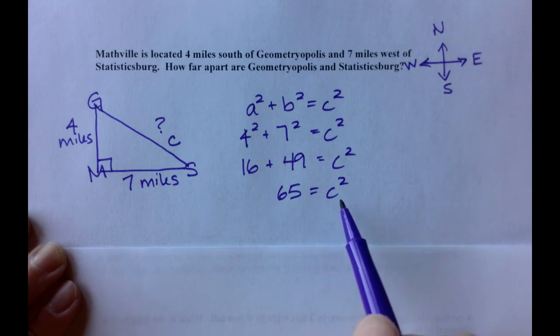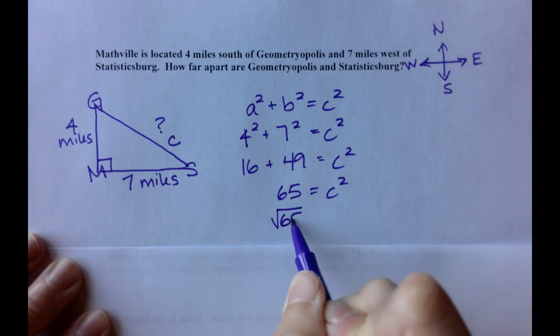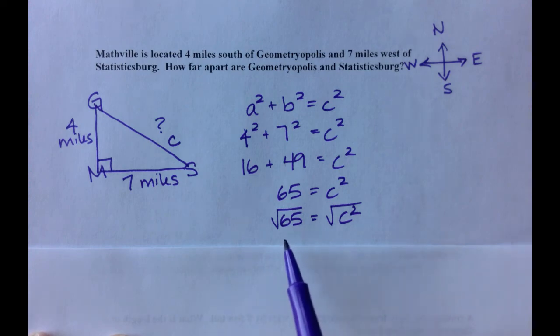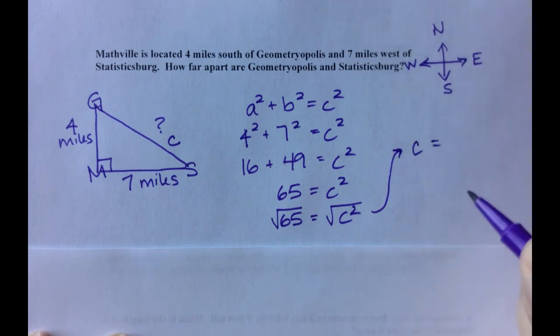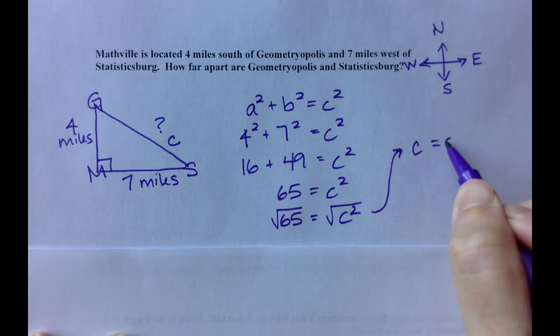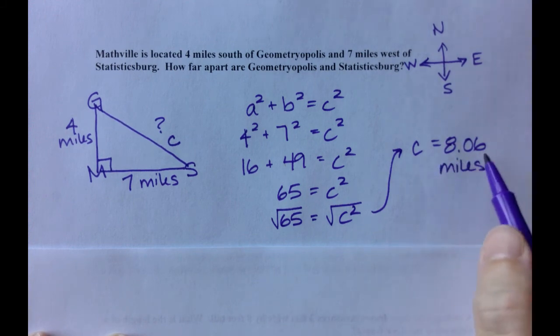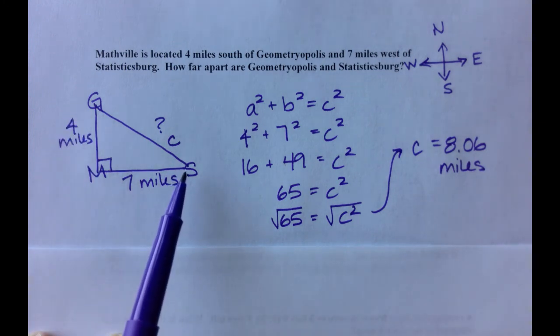Also, we have a c squared here still in our answer. And so you need to take the square root of both sides of your equation, or take the 1/2 power of both sides of your equation. We'll only get one answer here because we're talking about distance. And when you complete this task, you will find out that c is equal to 8.06, and that is rounded, so it's approximately, and the label for that would be miles. c is approximately 8.06 miles between Geometriopolis and Statisticsburg.